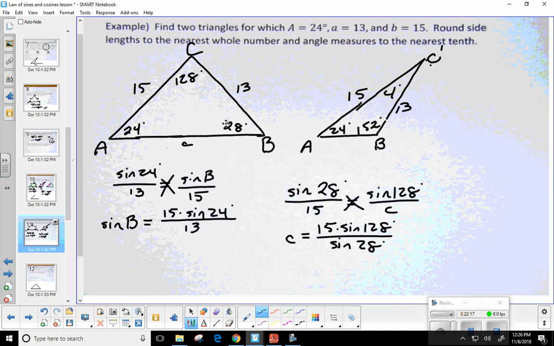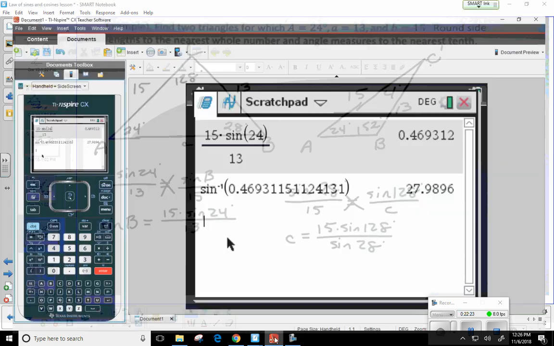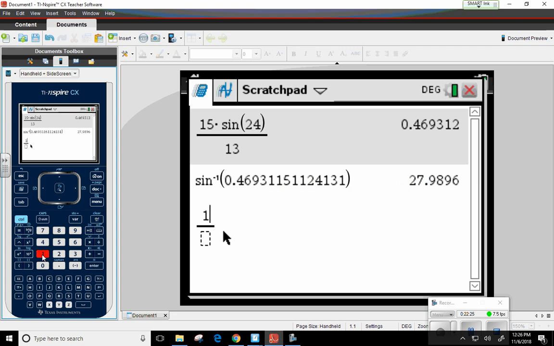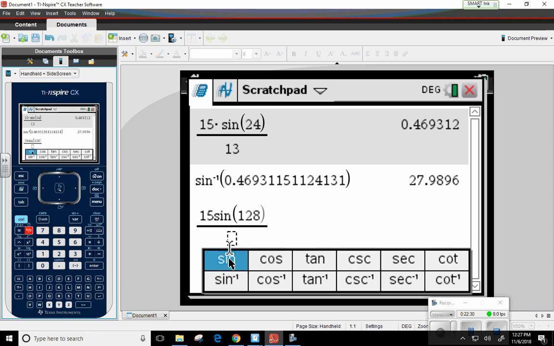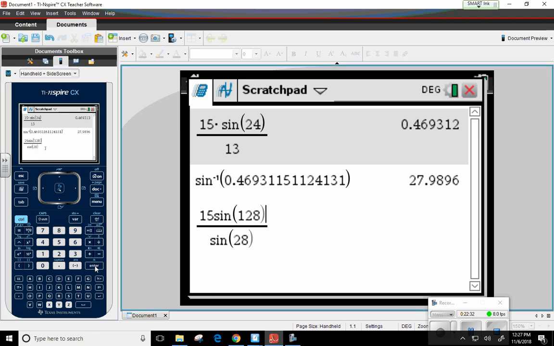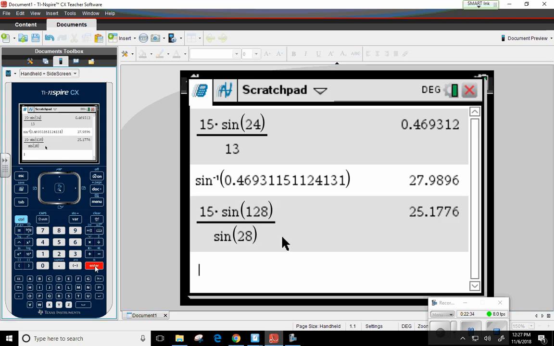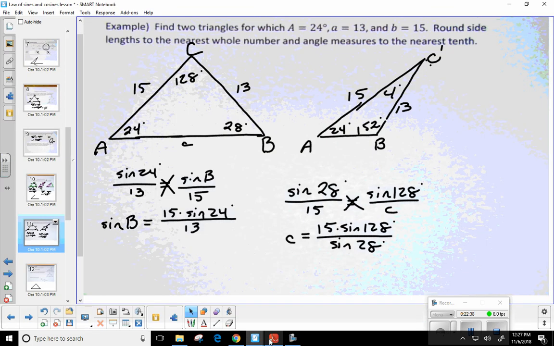So the sine of 28 would have to go below. So 15 sine of 128 over, I believe it's sine of 28. So 25.177. So let's say 25 units. Okay. Typically, your side lengths, you go ahead and round to the nearest whole number. So that's 25. And then we just want to do the same thing over here for this last one.